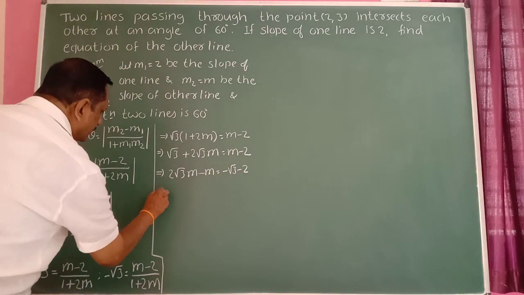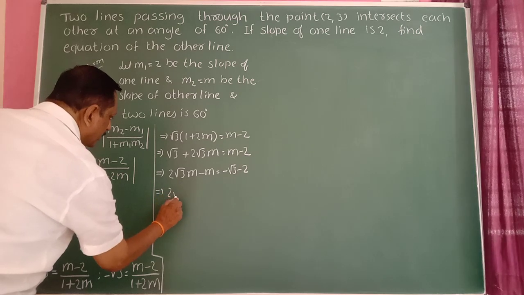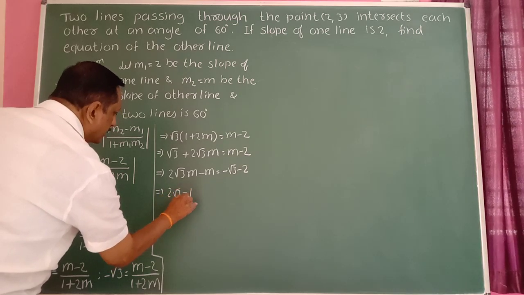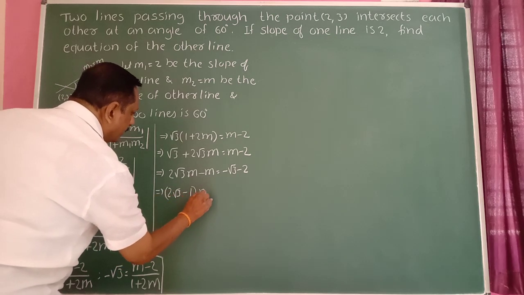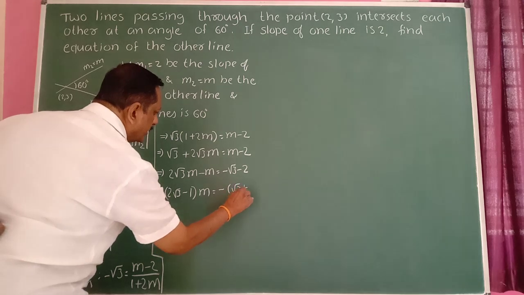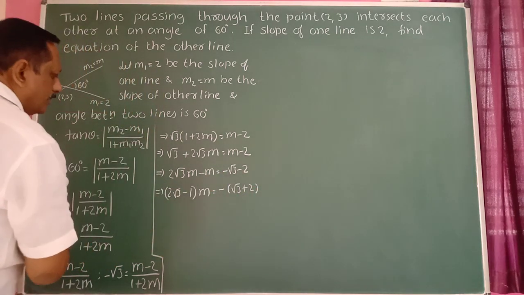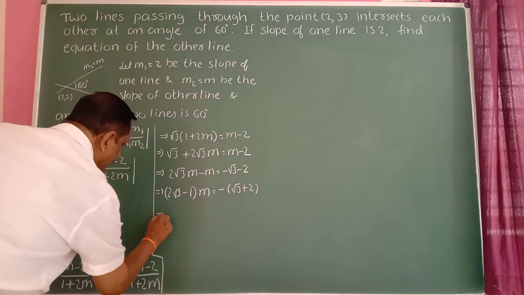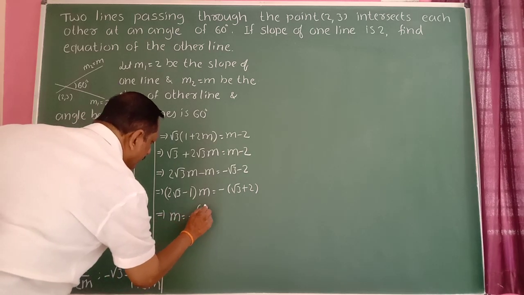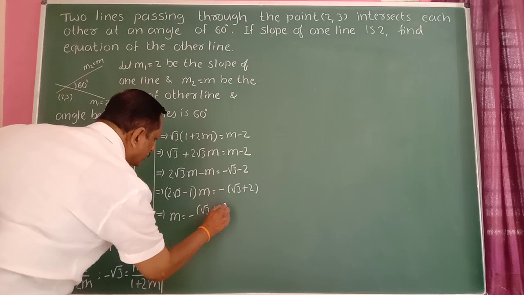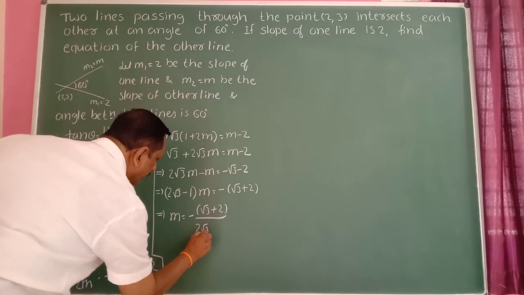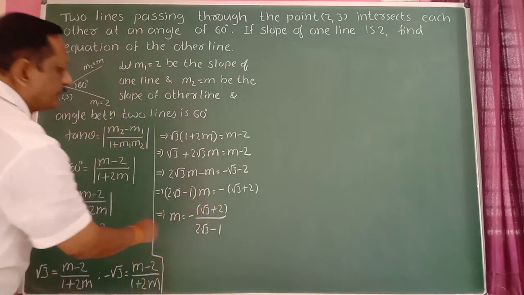Therefore, m is the common factor: 2 root 3 minus 1, into m, is equal to minus the common factor, root 3 plus 2. Then cross multiply, so m is equal to minus of root 3 plus 2 divided by 2 root 3 minus 1. Cross multiplying, we get this result.